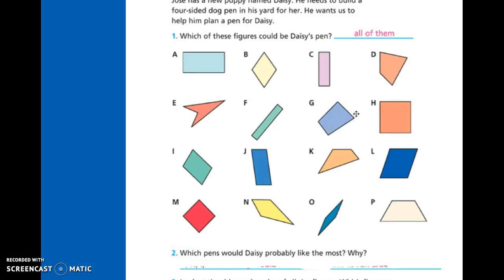Now, which of these pens would Daisy probably like the most? I would say she probably would like A, H, I, and L the most because it gives her the most amount of space.